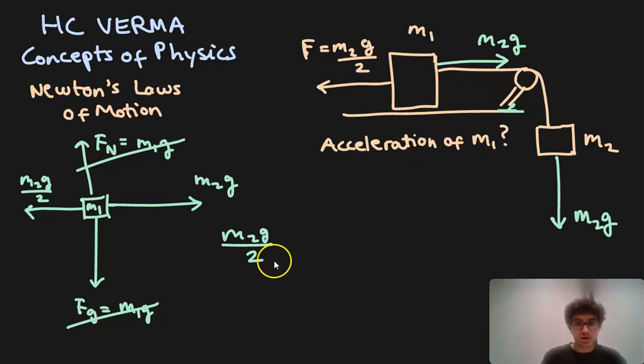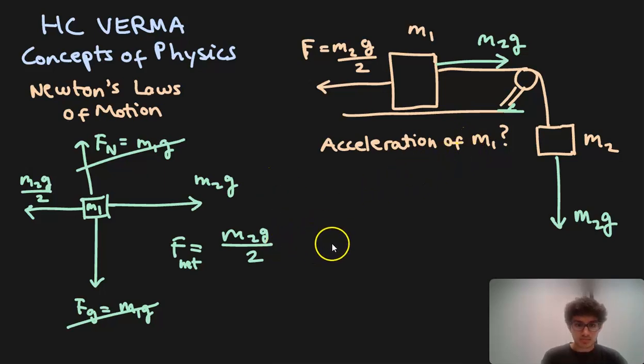Remember that this is the net force. To get the acceleration, we need to divide by the mass. But what mass do we divide by? It's not enough to just divide by m1, because m2 is also going to be moving, right? Like the entire system is going to be moving at some acceleration. So this net force is applied to everything over here.